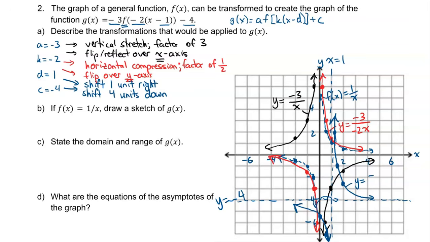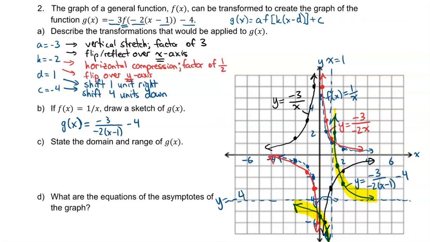And so g of x, or in this case, I could just write it as y equals as well, but it's equal to -3 over -2 x minus 1 minus 4. So I'm just going to write that out here as well on the left so you can see what that looks like applied to this specific parent function.